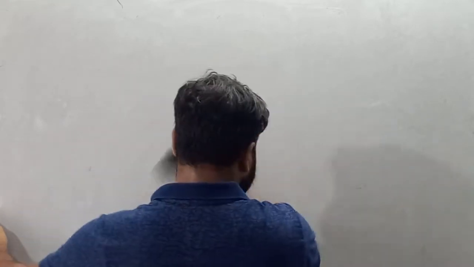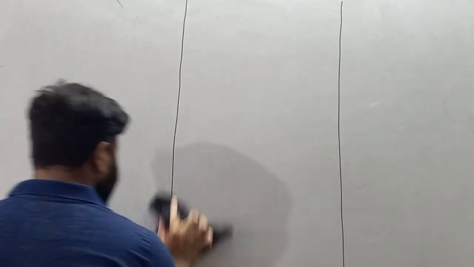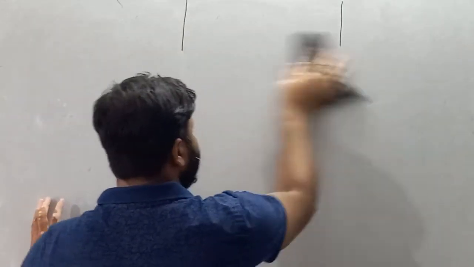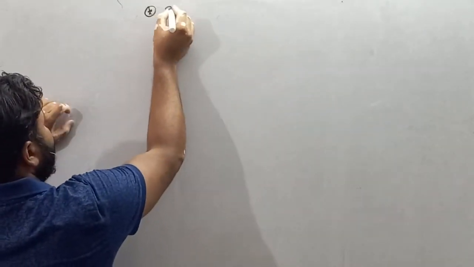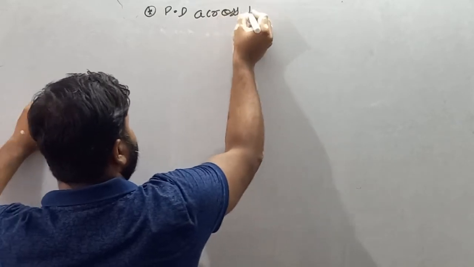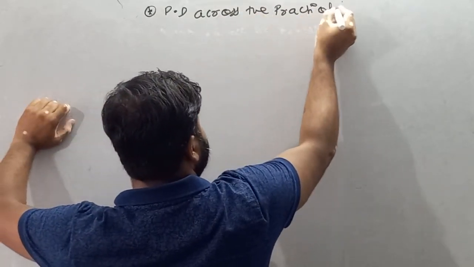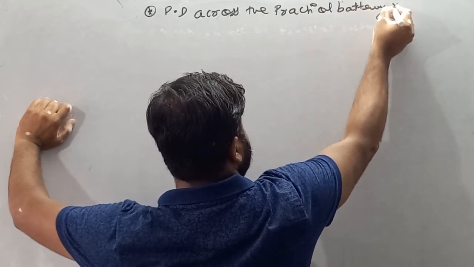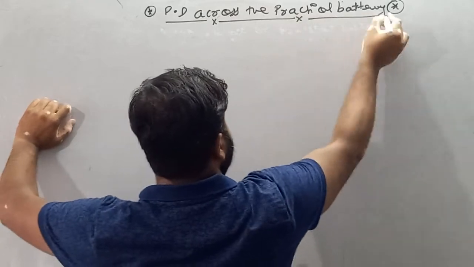For an ideal battery there is nothing more to discuss, but for a practical battery there is. Earlier we were discussing the ideal battery; now we are discussing the practical battery. So write down the heading: potential difference across the practical battery.